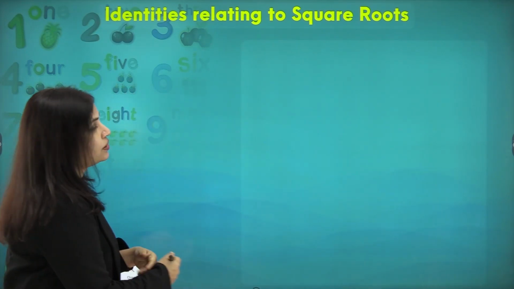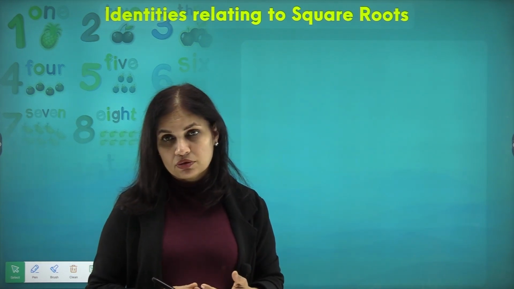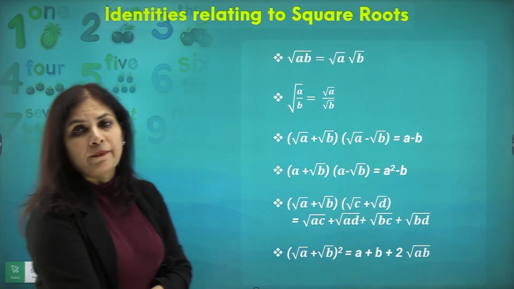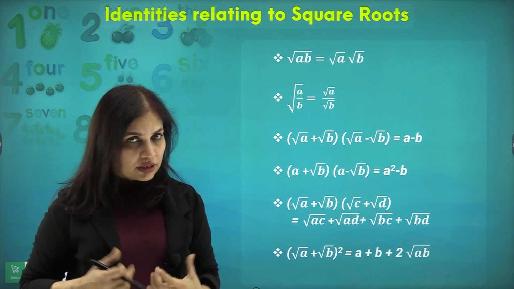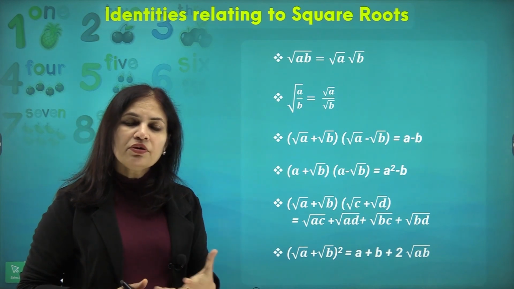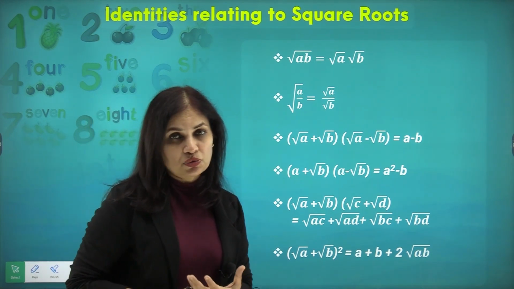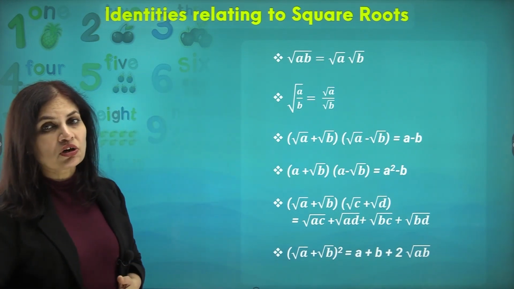Identities relating to square roots. What are identities? Identities are certain true values, and we've already done exponents in our earlier classes, and the same laws apply to irrational numbers as well. The first law of exponent, what was the first law of exponent?